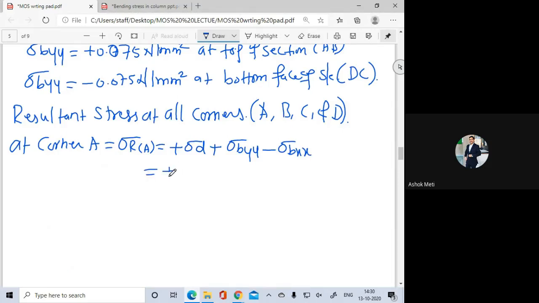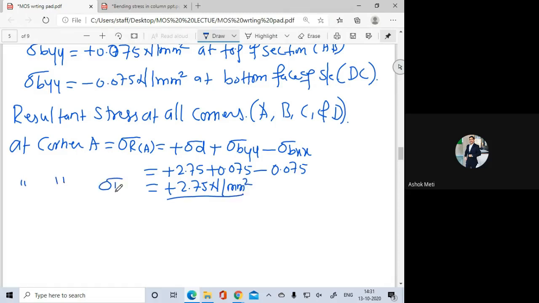So the resultant stress sigma d we have already calculated as 2.75, and sigma b yy is 0.075, and sigma bx is 0.075. So this will be plus 2.75 Newton per mm square. That is nothing but at corner A, the resultant stress is 2.75. Again it is positive, so it is compressive. The stress is compressive only, not tension. Okay, so this is the way.